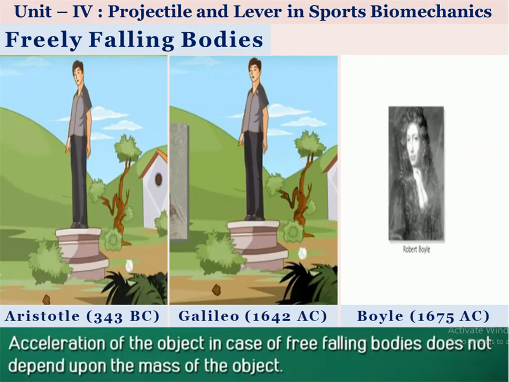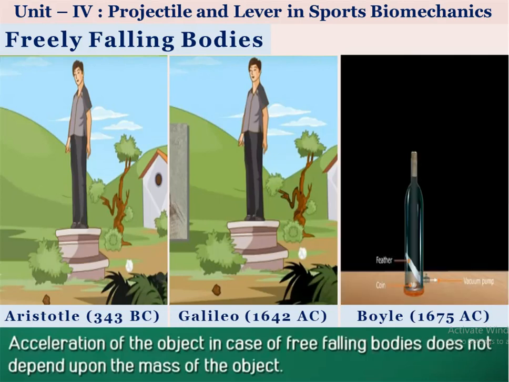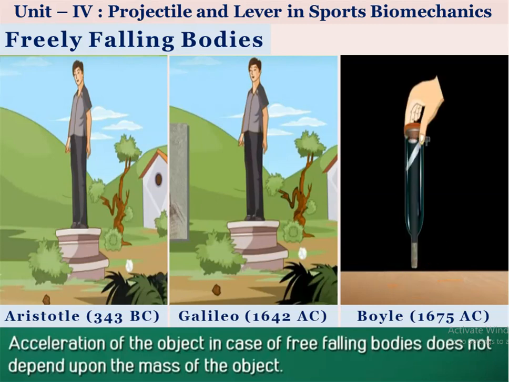Robert Boyle proved this experimentally. He placed a coin and a feather in a long glass tube and evacuated it with the help of a vacuum pump. Robert Boyle observed that when the tube was inverted, both the coin and the feather reached the bottom of the tube at the same time. Thus, he concluded that the acceleration produced in all freely falling bodies is the same and does not depend upon the mass of the falling body.